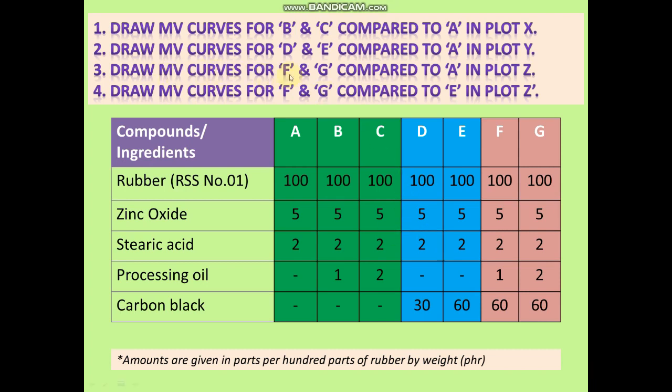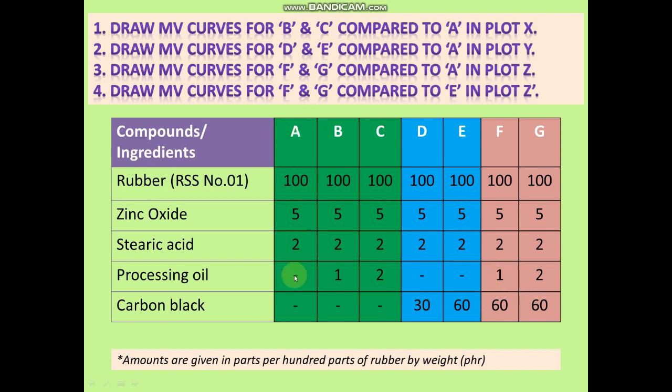Okay, we will see the third question. Here we have to compare F and G with A. So these are the F and G compounds. We know about the A, then we'll see what the differences are between F and G. The F and G compounds contain processing oil 1 and 2 as well as 60 pHr of carbon black in each of these.